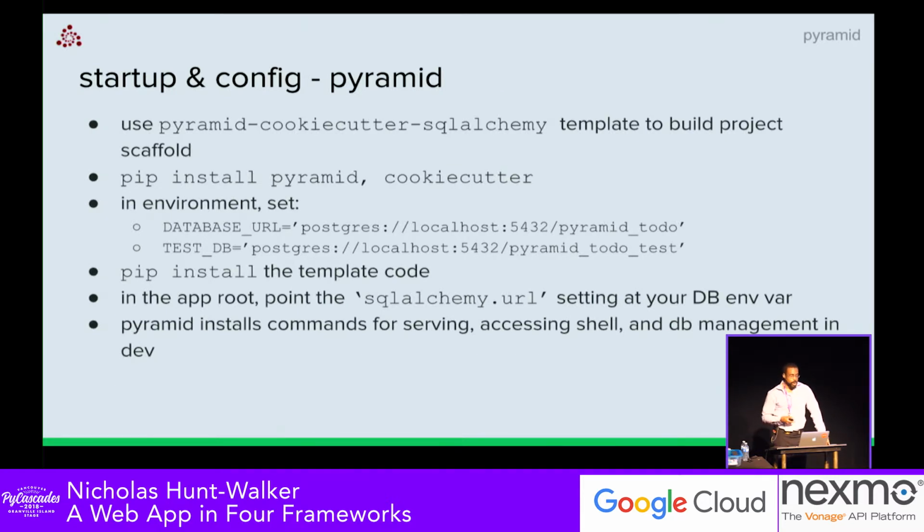So you pip install Pyramid, pip install cookiecutter, go through the prompts of cookiecutter, install the template code, and in your application's root, you want to point the sqlalchemy.url setting to your database URL. Otherwise, it's all more or less the same. When you install Pyramid, it installs for you several command line scripts to serve your application in development, to access the shell, which is aware of your application, and to manage your database. This is the first one where you don't have to roll your own database management script, which is nice.